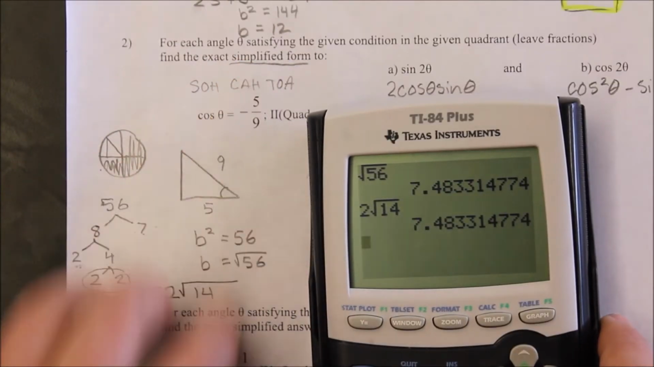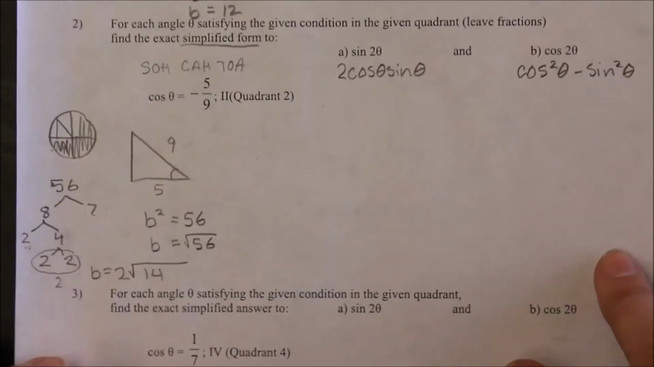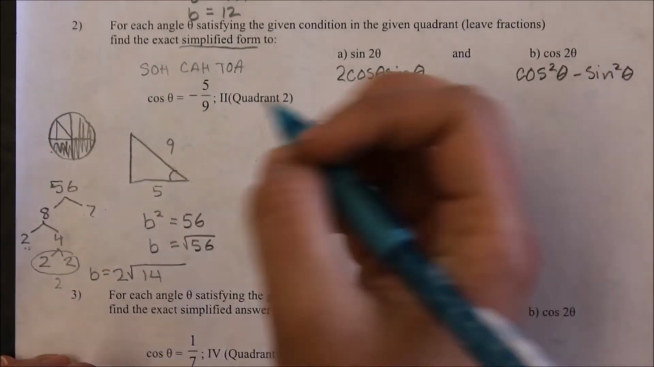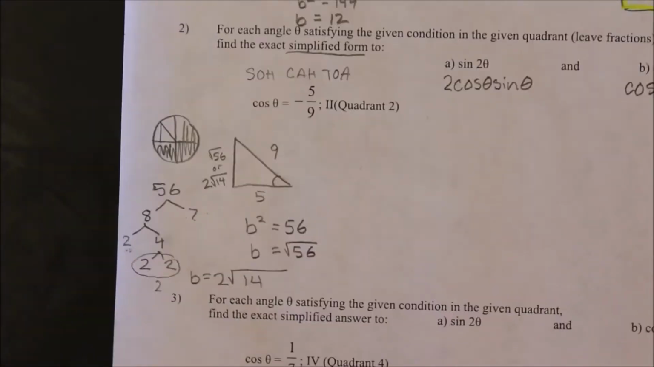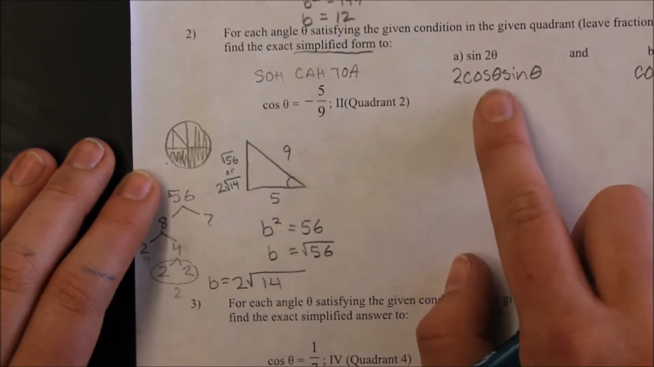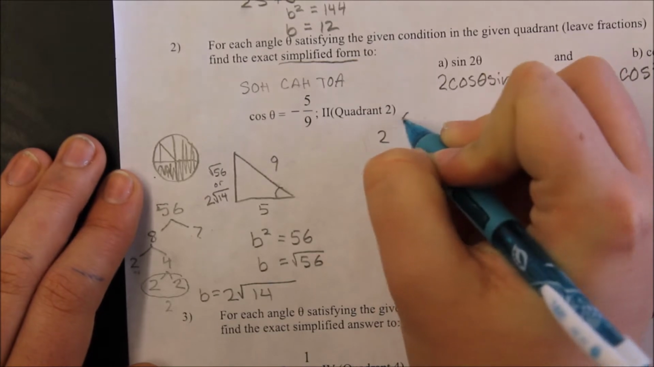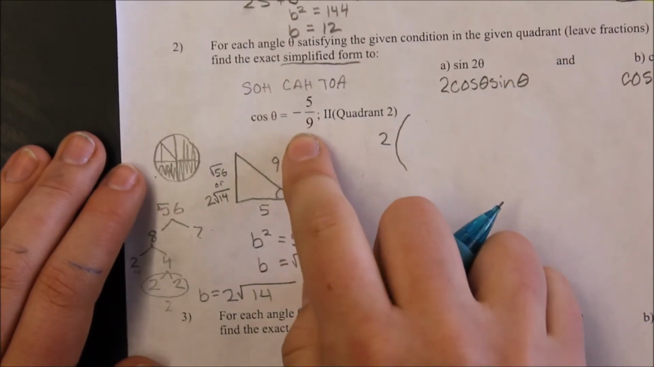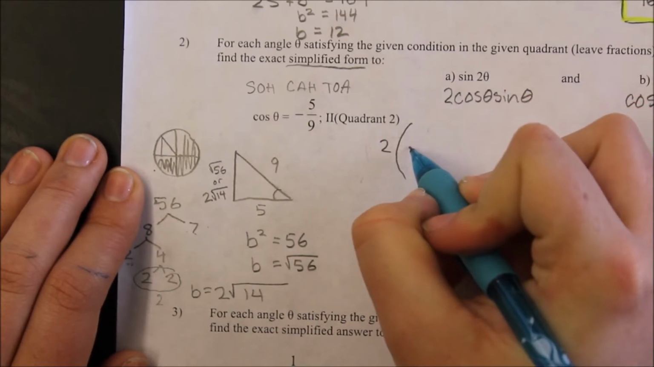Alright, now that we found our b, we just write it in to complete our triangle. So with these, we can now go on to our problem with the rules and start plugging in. So 2 is carried down. The cosine, which is already given to us, we can just rewrite with the negative, -5/9.